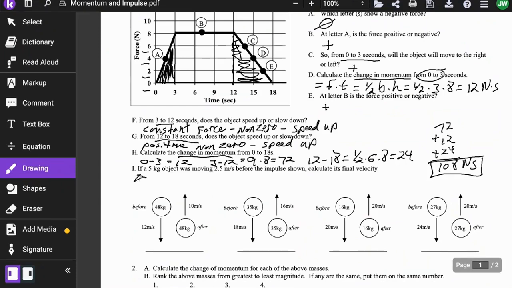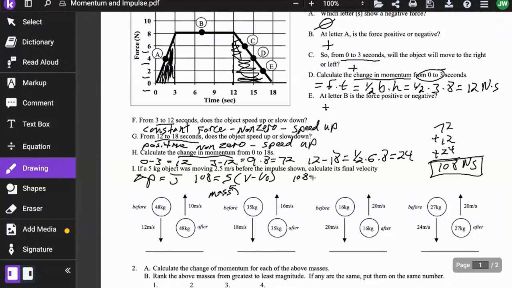Force times time, or impulse, change in momentum. That's what we found in the previous problem, 108 Newton seconds. We've calculated that. We can set that equal to mass times the change in velocity. Force times time is equal to mass times change in velocity. We calculated force times time in the previous problem. They gave us the mass of 5 kilograms. And we're going to look at the change in velocity, v minus v naught, final minus initial.